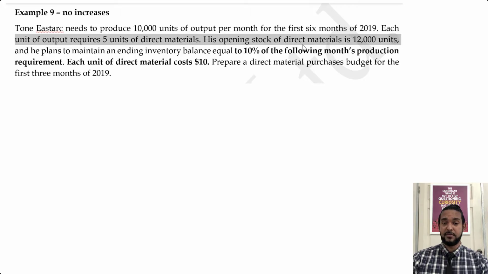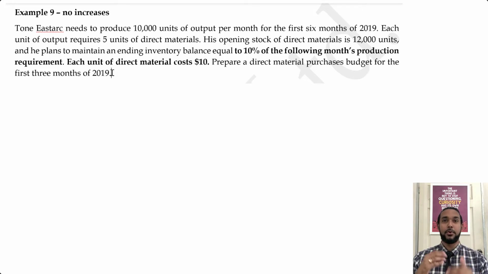His opening stock of direct materials is 12,000 units, and he plans to maintain an ending inventory balance equal to 10% of the following month's production requirement. Each unit of direct material costs $10. Prepare a direct material purchases budget for the first 3 months of 2019. Okay, so we have a lot to unpack there.